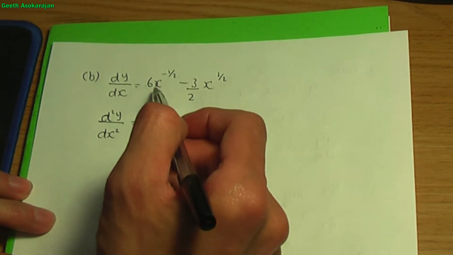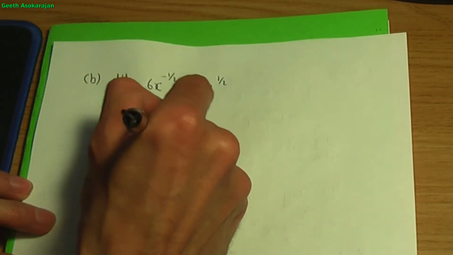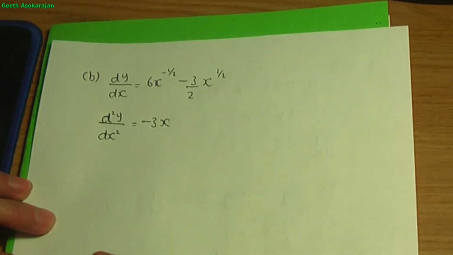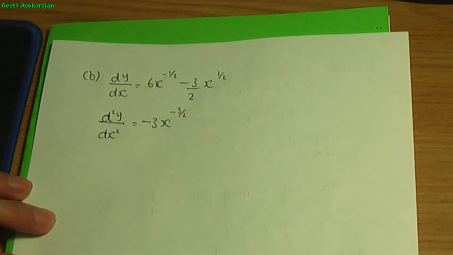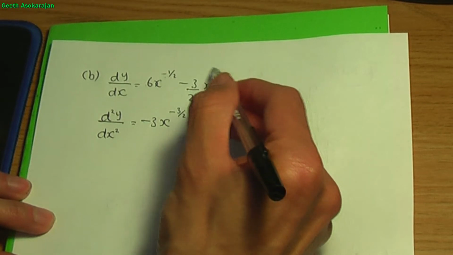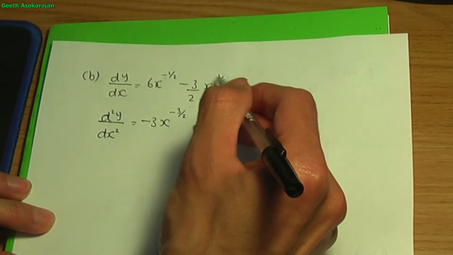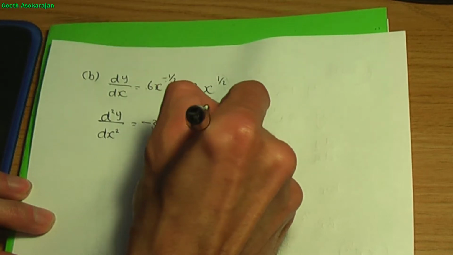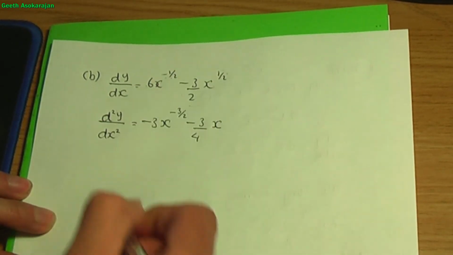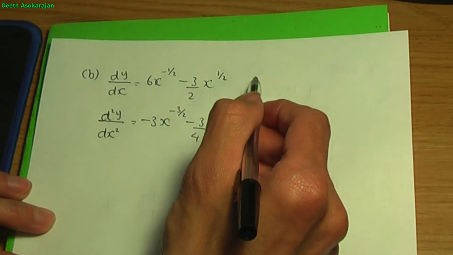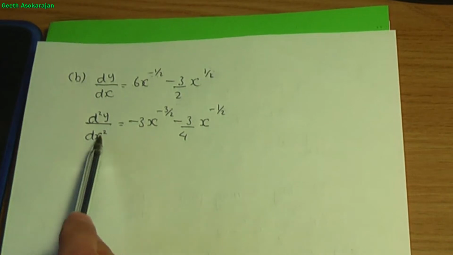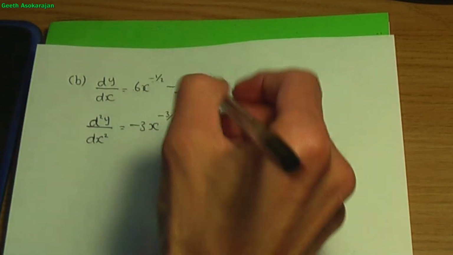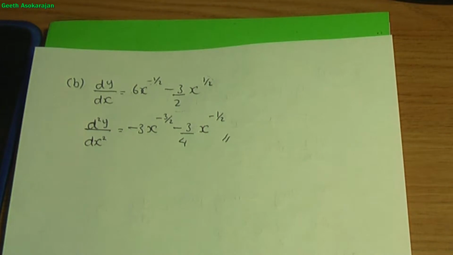If I multiply by the power, minus half times 6 is minus 3. And if I subtract 1 from the power, minus half minus 1 is minus 3 over 2. Let's differentiate this term also. When I multiply by the power, half times minus 3 over 2 is minus 3 over 4. And if I subtract 1 from the power, half minus 1 is minus half. So that is what you should have for the second derivative. That's the solution for part B, d2y over dx squared.